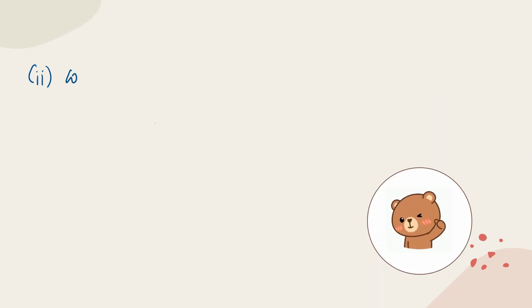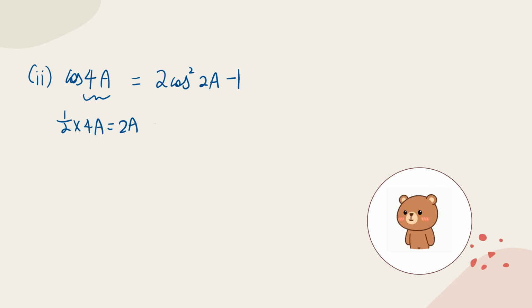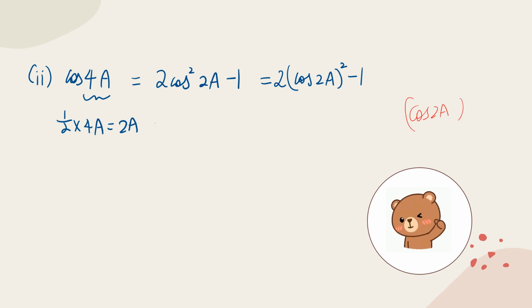All right, so for part 2, we have to find the double angle formula for cos 4a. So half of 4a is 2a, hence the angle on the right-hand side will be 2 cosine squared 2a minus 1. Cosine squared 2a means cos 2a times another cos 2a. That gives you cosine squared 2a.